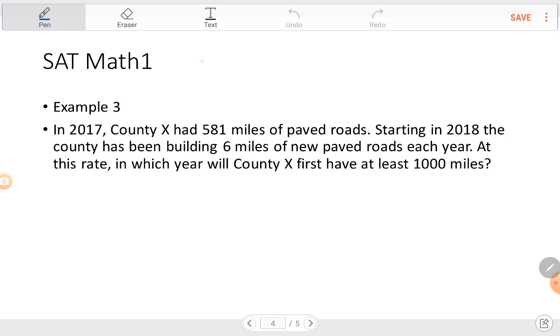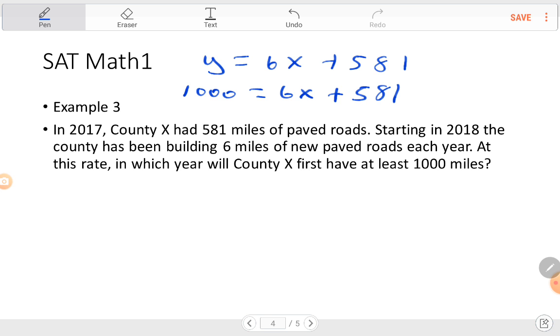So we know we have our formula, y equal to 6x plus 581. Now we're not going to put our input in, but we're going to put our output. So we replace y, our output, with 1,000, equal to 6x plus 581. Now we need to subtract 581 from both sides. So 1,000 minus 581 is equal to 6x. When we do that subtraction, that becomes 419 equal to 6x. Divide both sides by 6.